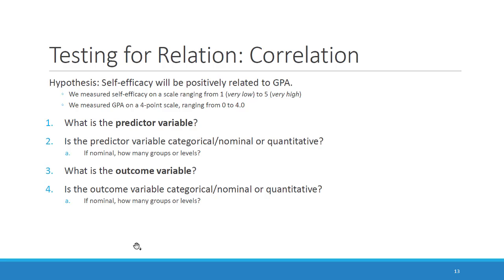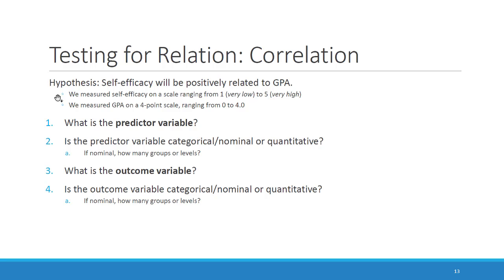Let's move on to talk about correlation. For example, I might have a hypothesis that self-efficacy will be positively related to GPA, and my variables may be measured in terms of the following. We measured self-efficacy on a scale ranging from 1, very low, to 5, very high. So in that case, numbers are meaningful. We measured GPA on a 4-point scale ranging from 0.0 to 4.0. Again, that's a numeric variable. Higher numbers mean more GPA.